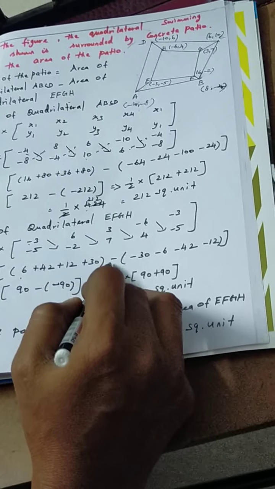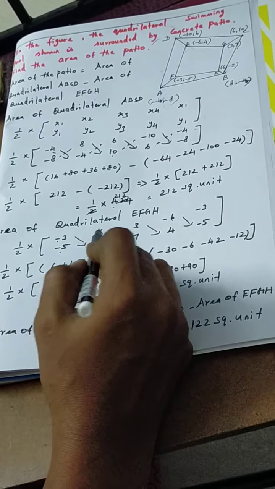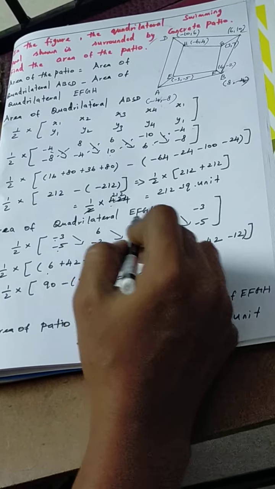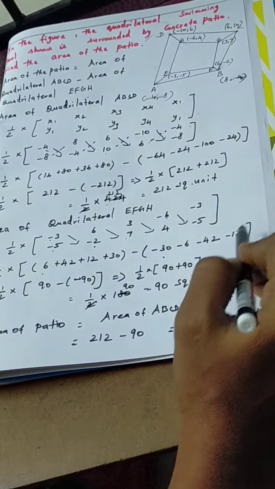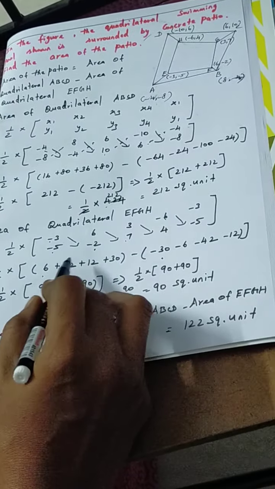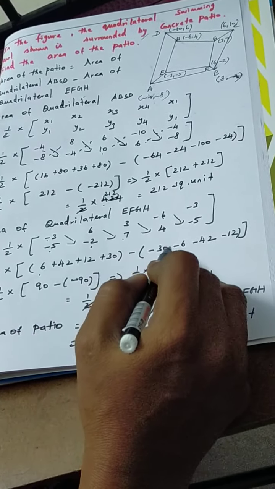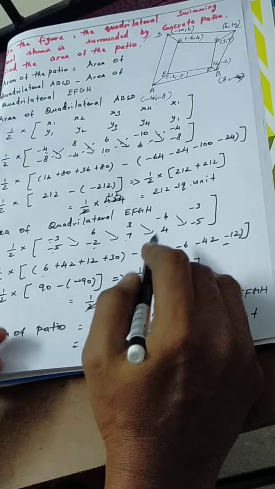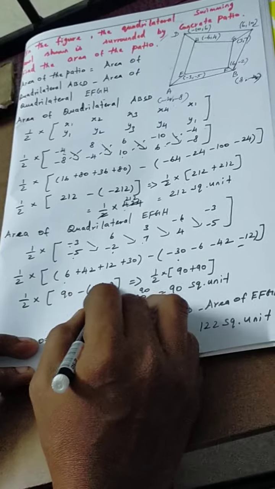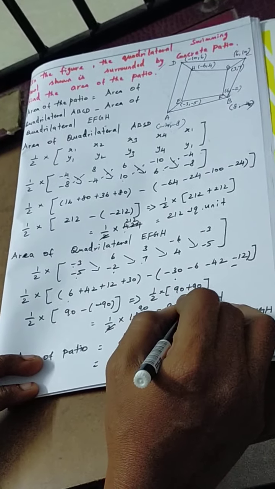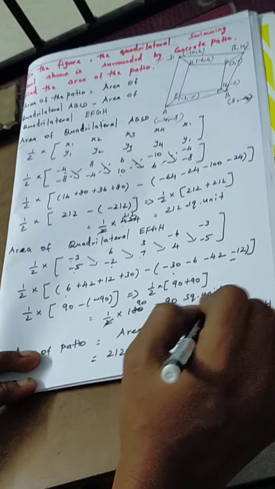Close the bracket, middle one apply minus, then next bracket start the elements: minus 5 into 6 minus 30, minus 2 into 3 minus 6, 7 into minus 6 minus 42, 4 into minus 3 minus 12, close the bracket. First bracket term, add the terms, half into 90, minus, next bracket same term only given, add the terms, minus 90, then minus into minus plus only, half into 90 plus 90, add the terms is 180, reduced by 2 table is 90 square unit.